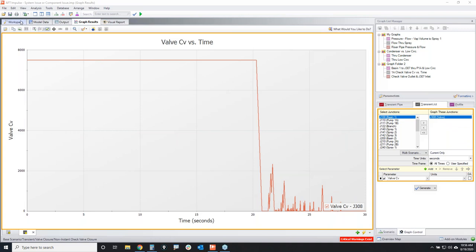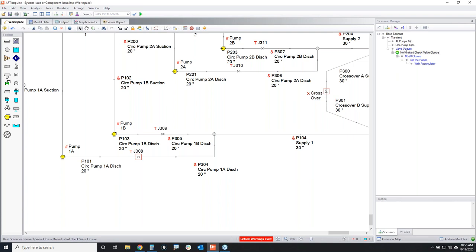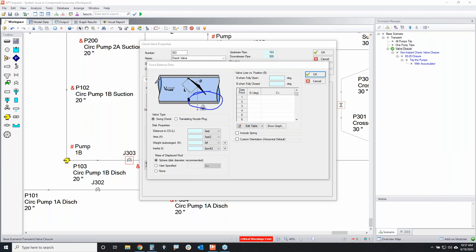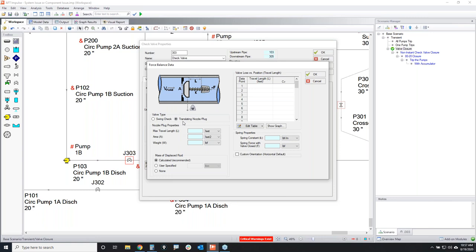Now, if you wanted to do a more realistic check valve closure, then what you should use is the real check valve junction and use the force balance option. When you choose the force balance option, this allows you to model actual geometry and specifications of the type of check valve that you have. Maybe it's a swing check. Maybe it's a translating nozzle or plug. So if you do those two different types, you can get a more realistic behavior of what your check valve is going to do.